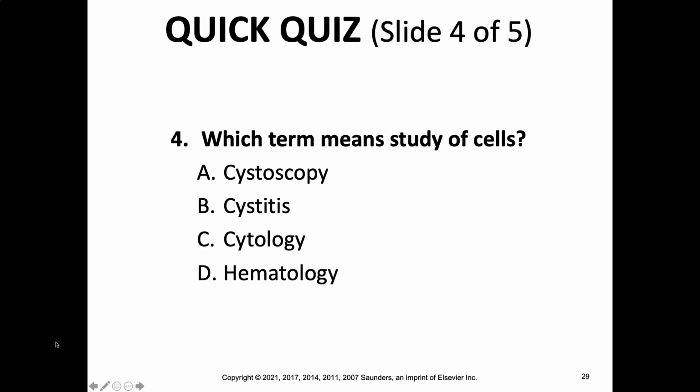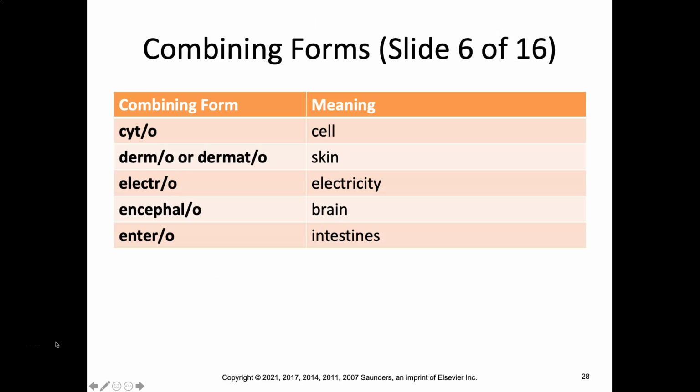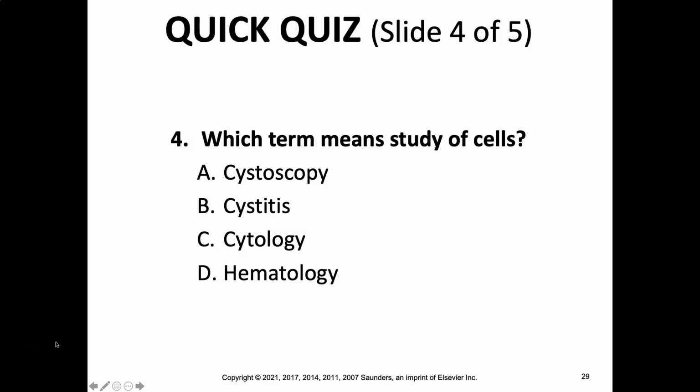Which term means the study of cells? Ooh, we just had this, didn't we? Ooh, we did. Combining form there, that means cell. That should help you. Now you've got to think about study of cells. Study. Remember, we looked at that suffix. So if you put those together, you should easily be able to identify this one.